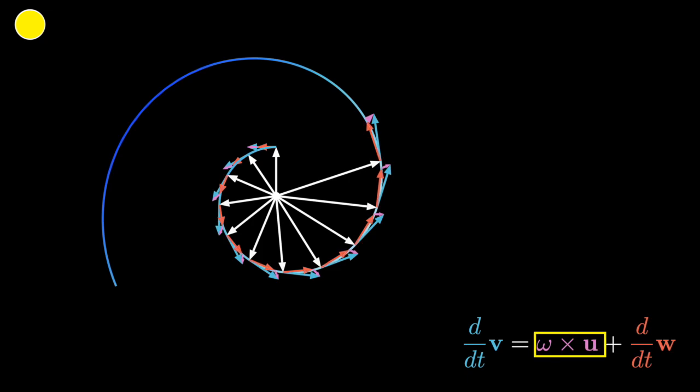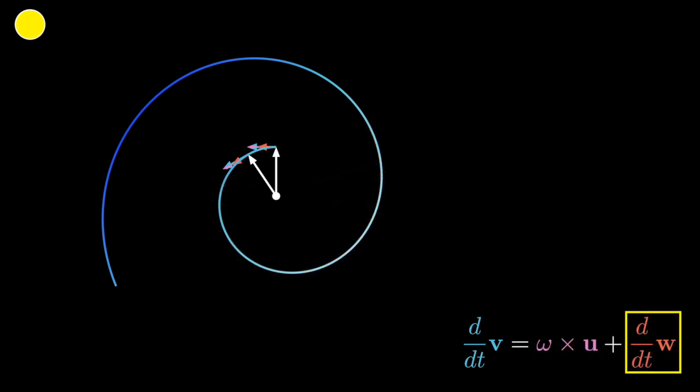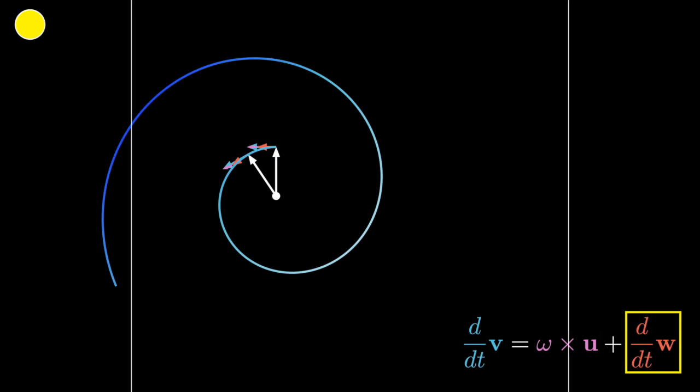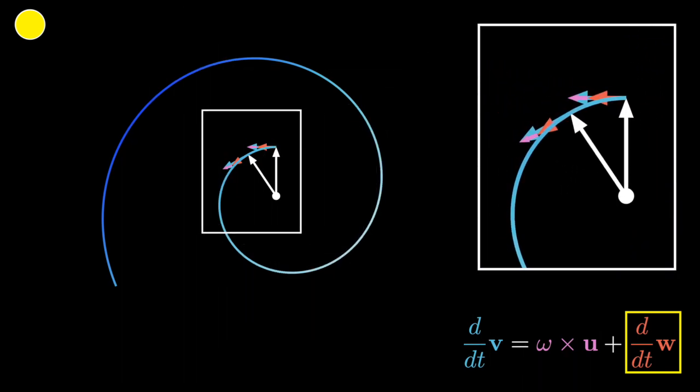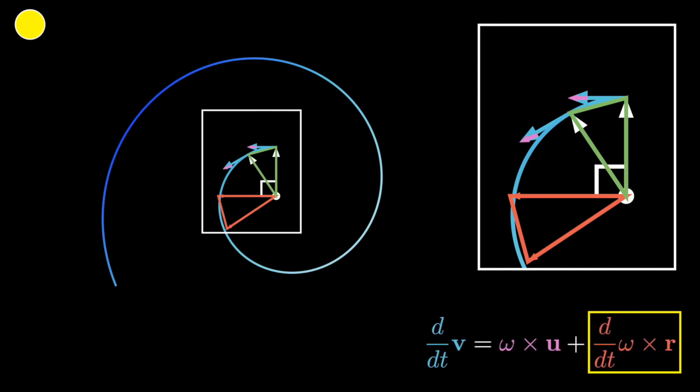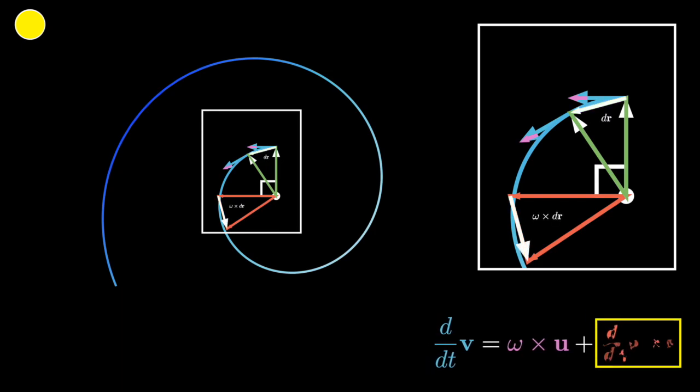Now, let's find dw over dt. To do this, we focus on the rotational velocity vectors w from 2 consecutive snapshots. Again, it makes things easier to bring their tails to the center of rotation. Notice that the triangle spanned by the position vectors and the triangle spanned by the w vectors are similar, but offset by 90 degrees. Since the w vectors are omega cross r, dw is omega cross dr, and dw over dt is omega cross v.